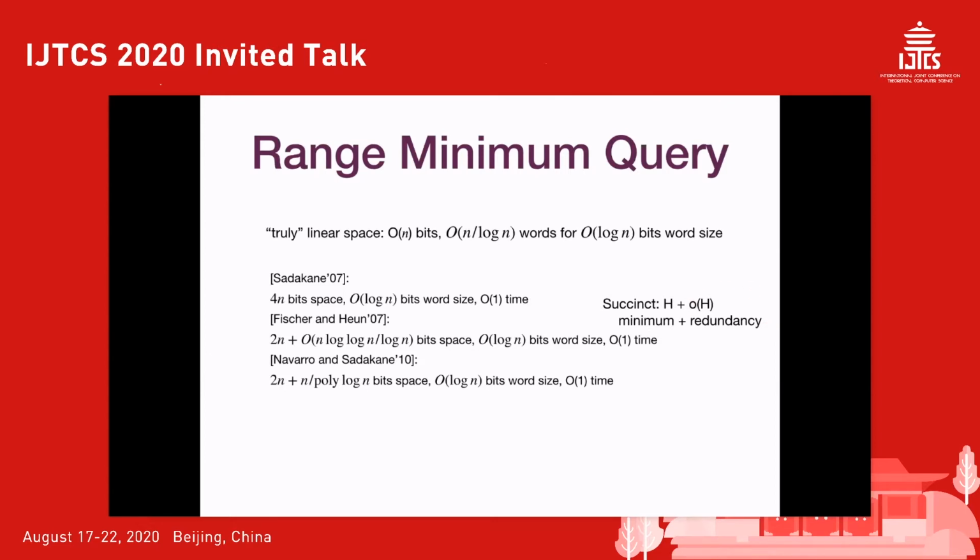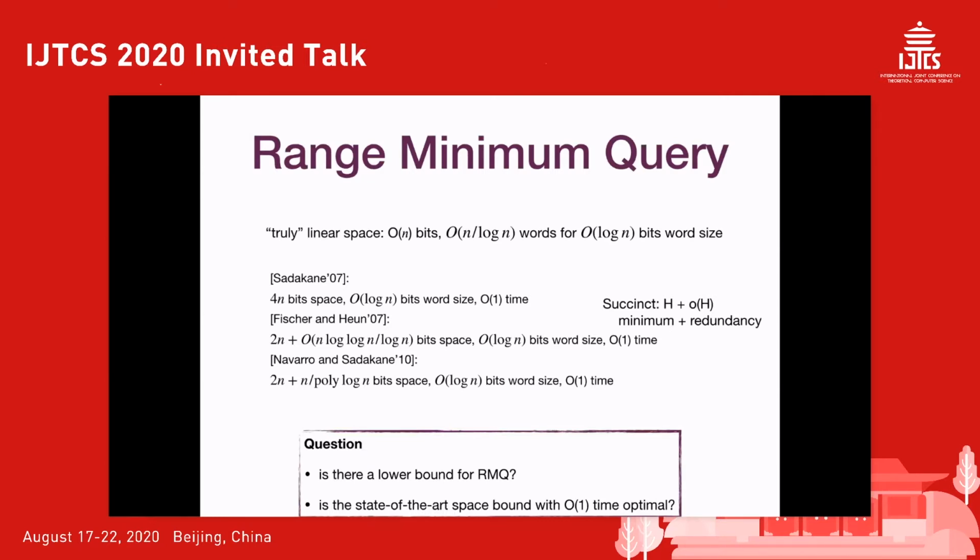3 years later, Navarro and Sadakane improved the space upper bound to 2n plus n over polylog n bits. Naturally, two questions come to our mind. First, is there a lower bound for RMQ? Second, does the state-of-the-art data structure with constant time have an optimal space upper bound?